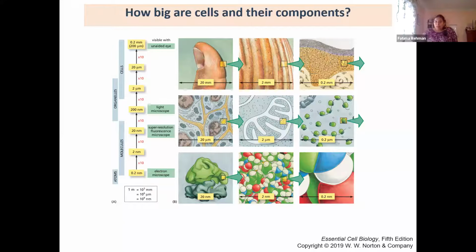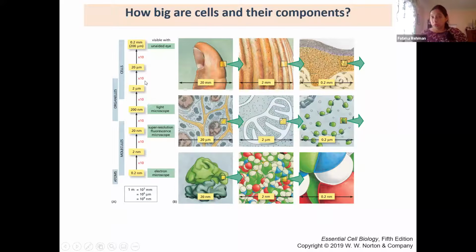So when we're looking at cells under a microscope, how big are these cells exactly? This kind of gives you a little bit of that information. So if we were to look at our cells, some of them can be in our visible range so that we can actually see them. An example of that would be a chicken egg, right? It's a single cell. We can see it with our naked eye. There are other cells like that that we can see with our naked eye as well.